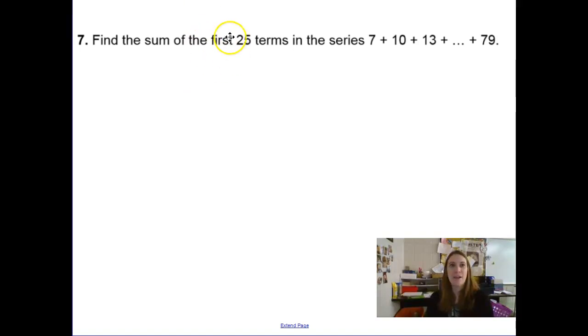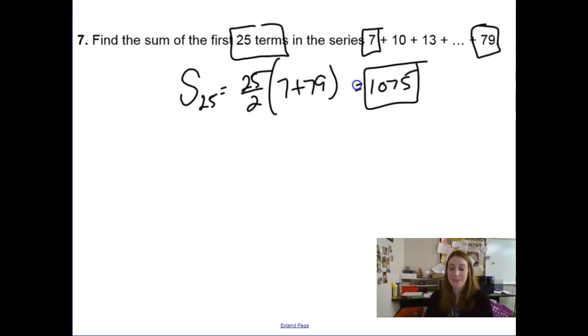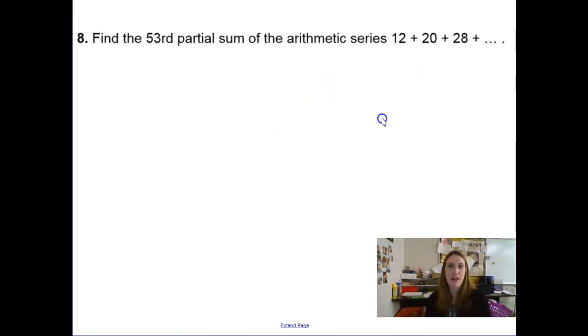Alright, so I'll find the sum of the first 25 terms. Oh, this is beautiful. They already told me the first and last. How wonderful. So I am going to use this formula. So 25 over 2, 7 plus 79. Easy peasy, lemon squeezy. Yes, 1075. That would be a wonderful set of homework questions if they're all that easy, huh? But they're not going to be.